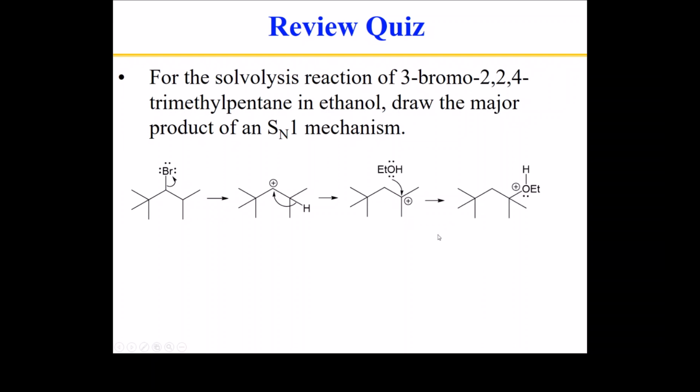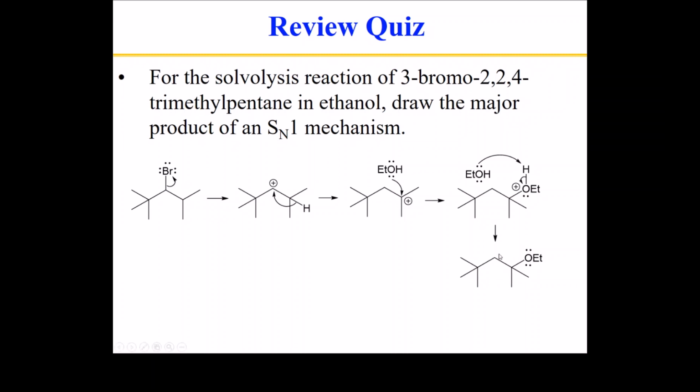SN1 means there's a substitution, so in the next step, the ethanol, which is our solvent, will attack that carbocation, and we end up with an alkyl oxonium ion, and then a final deprotonation step where the ethanol is most likely to come along and pluck that hydrogen off. You could show a bromide doing the same chemistry here, but ethanol is the solvent, so that means it's everywhere. So it's more likely to do that than a bromide, and the ethanol is a stronger base. So this right here is the major product that you would expect at the end of this SN1 solvolysis reaction.